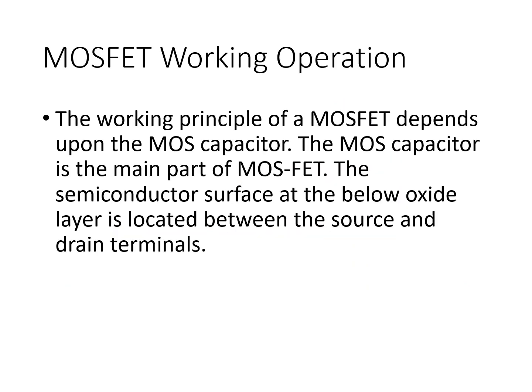Now coming to MOSFET working operation. The working principle of the MOSFET depends upon the MOS capacitor. The MOS capacitor is the main part of the MOSFET. The semiconductor surface below the oxide layer is located between the source and the drain terminals. It can be inverted from P-type to N-type by applying positive or negative gate voltages.